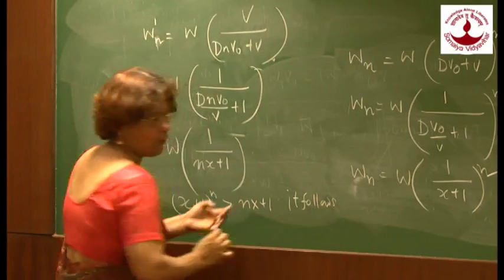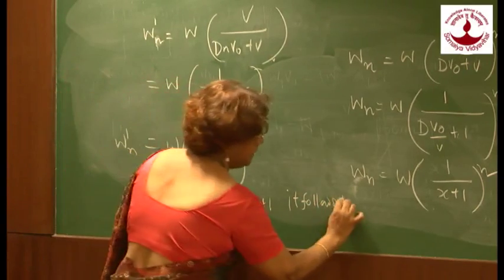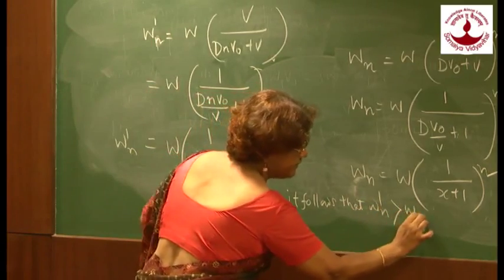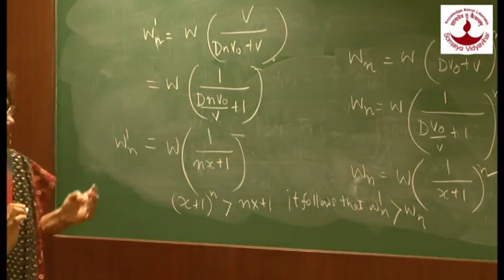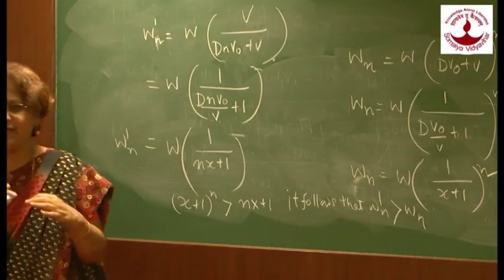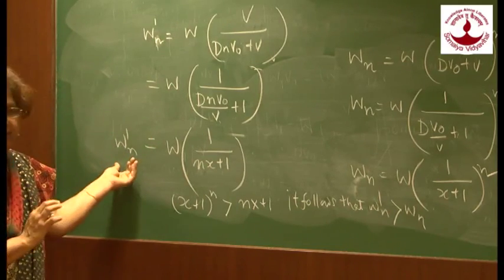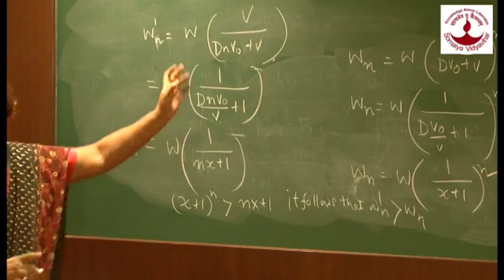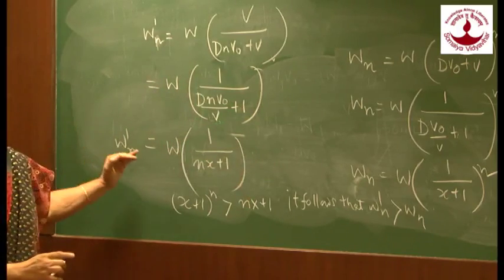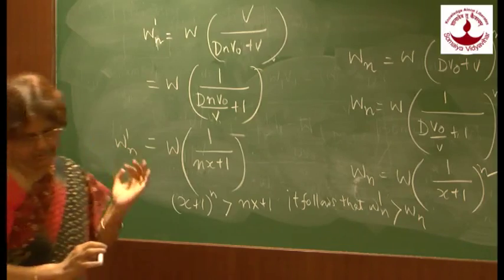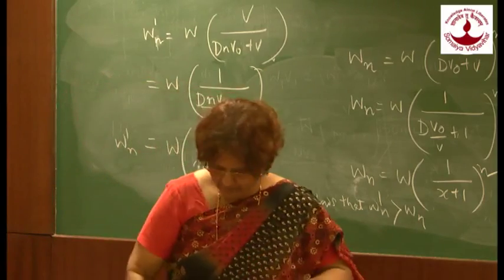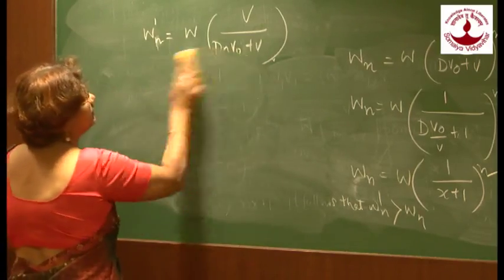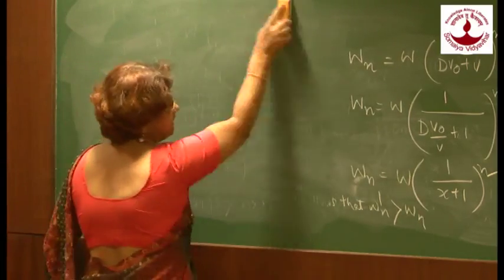What follows? It follows that Wn is greater than W. Means, once again, what point we are trying to prove? That using smaller volume of the organic solvent more number of times is more efficient as compared to single extraction. Is it clear? Now, extraction efficiency we also talk about in terms of percentage extraction.